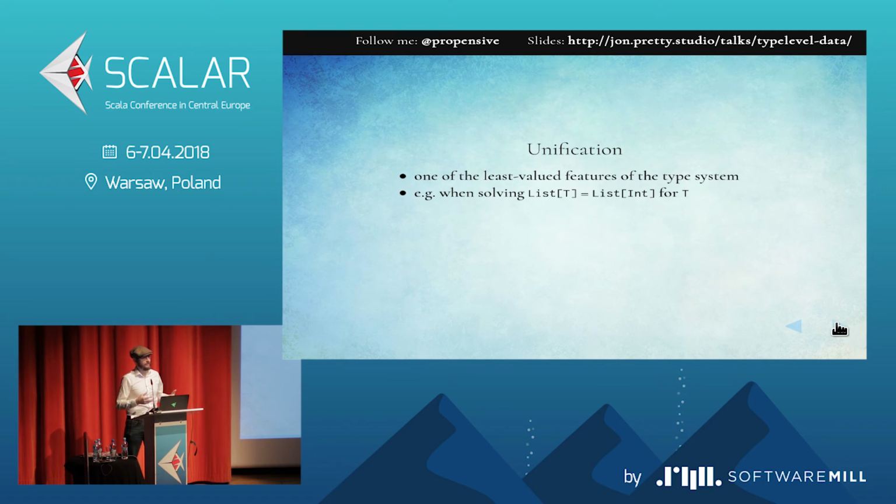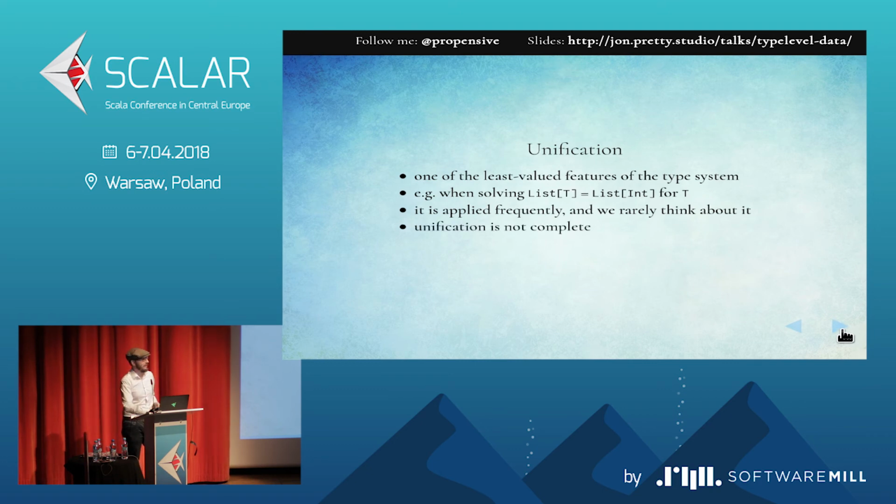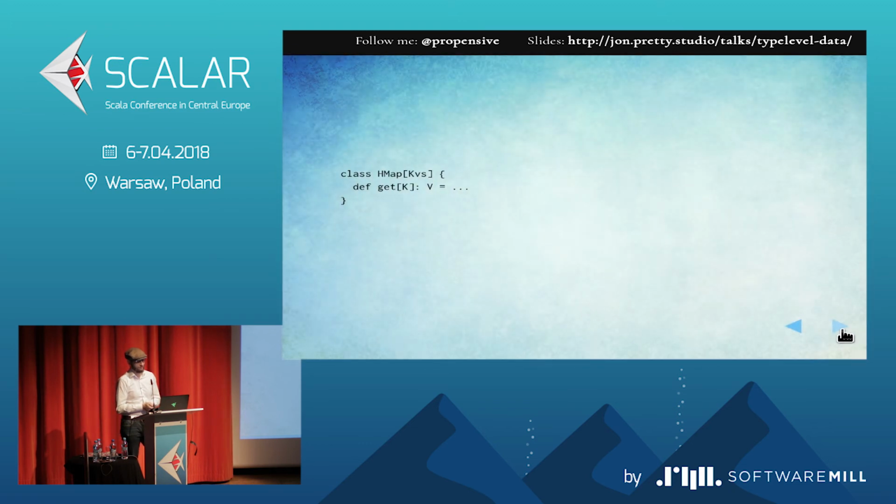expecting a list of T and you provide a list of Int, the compiler is able to solve that. I mean, it's quite obvious that T equals Int for this particular example, but the compiler will solve it using an algorithm that gets a little bit more hairy when it has more complicated types to work with. It's applied very frequently, and one of its best features is that we rarely have to think about it. But it's not complete. It doesn't always produce an answer.